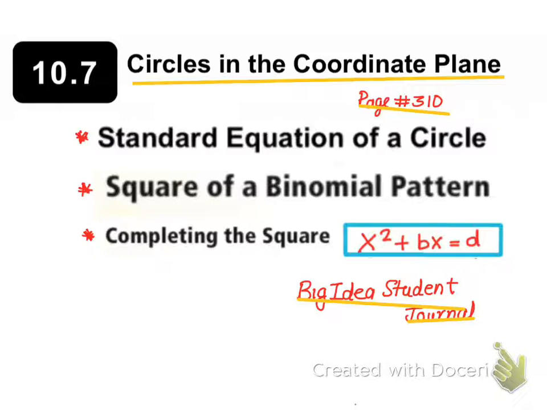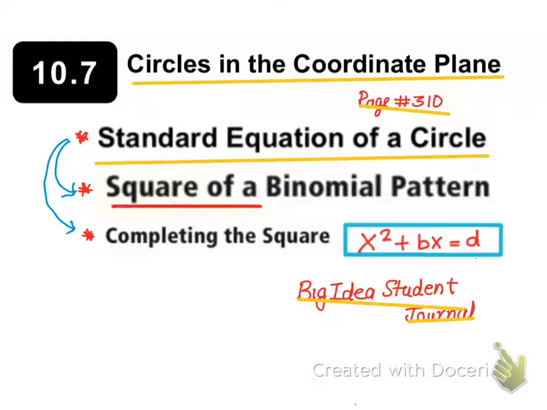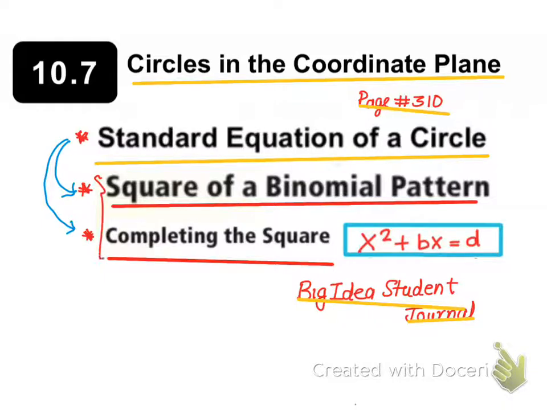We're going to learn the standard equation of a circle, but in order to understand how to do it, I have introduced two things here, a review of skills which you need for this chapter: the square of a binomial pattern and completing the square to solve a quadratic equation. You need these two skills to write the standard equation of a circle. So let's start.